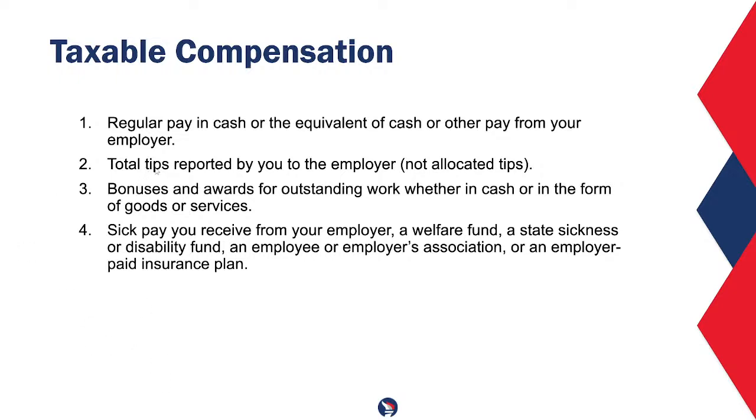All right, let's see. Total tips reported to you by the employer. Regular pay in cash or the equivalent of cash will show up on a W-2. If the boss knows about it, the boss is responsible for putting it on your W-2. Bonuses and awards for outstanding work, whether in cash or in the form of goods or services. Yeah, that trip that somebody might have won to Florida for being the best salesman for the year, that's income. And fortunately, the boss is already going to report that as income. Something that might show up on a W-2, or that might show up as income on your paycheck, but will be excluded from income.